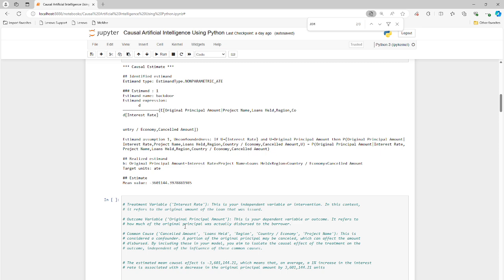We're basically saying the interest rate is the treatment variable, and the outcome variable is the original principal amount. So the interest rate is the independent variable. You don't control the interest rate, that's independent. But what is dependent on the interest rate is the principal amount of the loan, right?